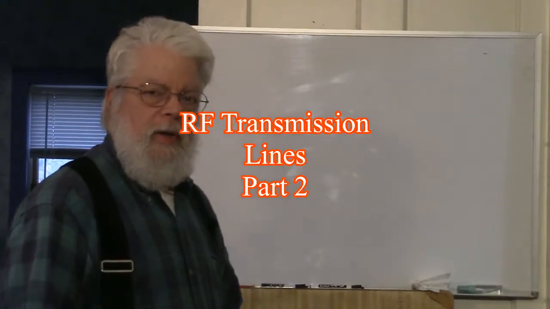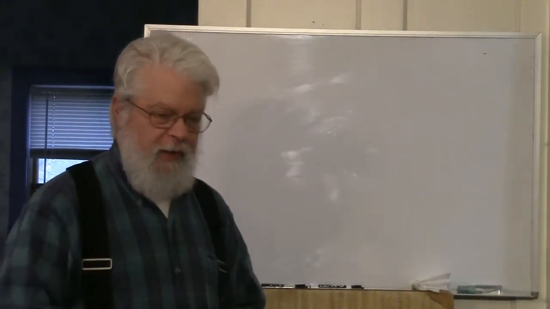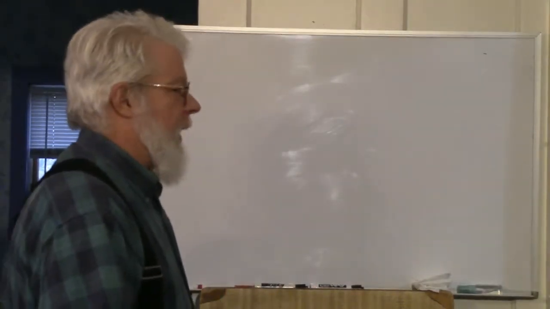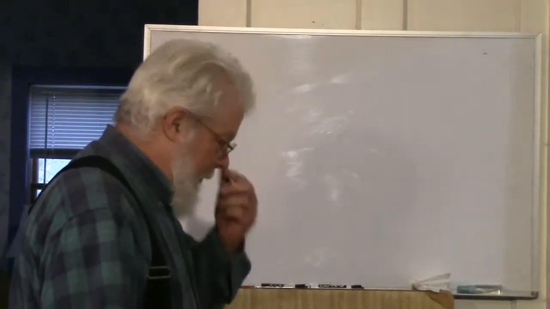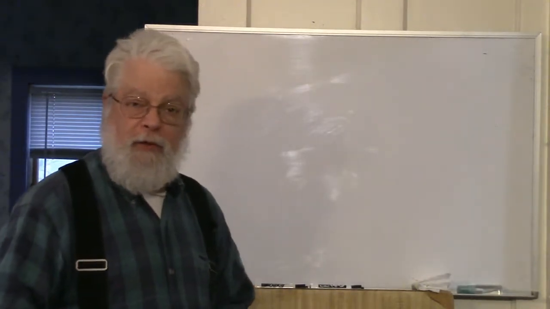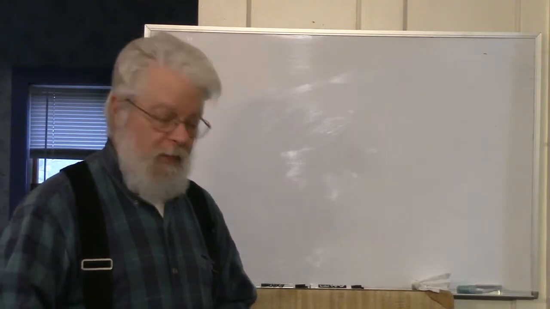So now that we've talked about some of the parameters of phase and angles and waves and line lengths and all of that, let's get down to what we're here for. Let's talk about the formation of standing waves and how reflections are created and what they mean.